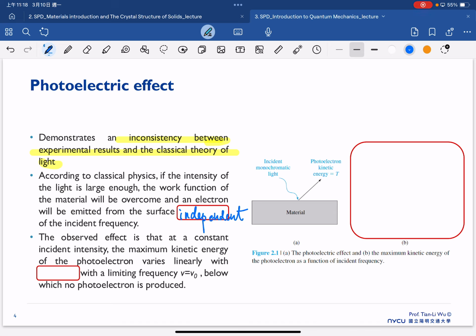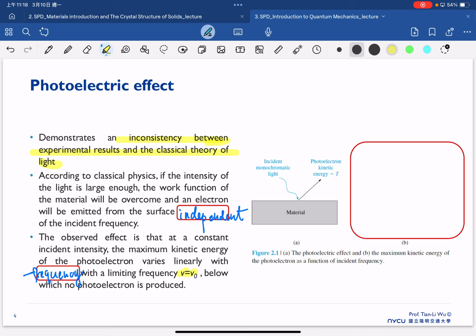So this is classical physics. The observed effect is that at a constant incident intensity, the maximum kinetic energy of the photoelectron varies linearly with frequency. With a limiting frequency, ν equal to ν0, below which no photoelectron is produced.